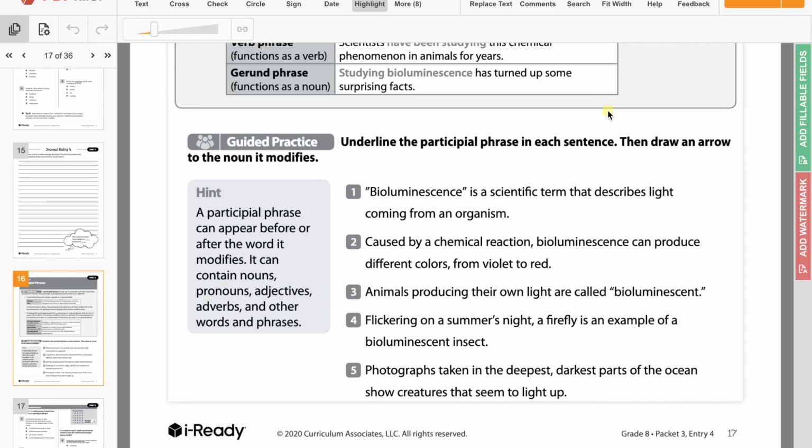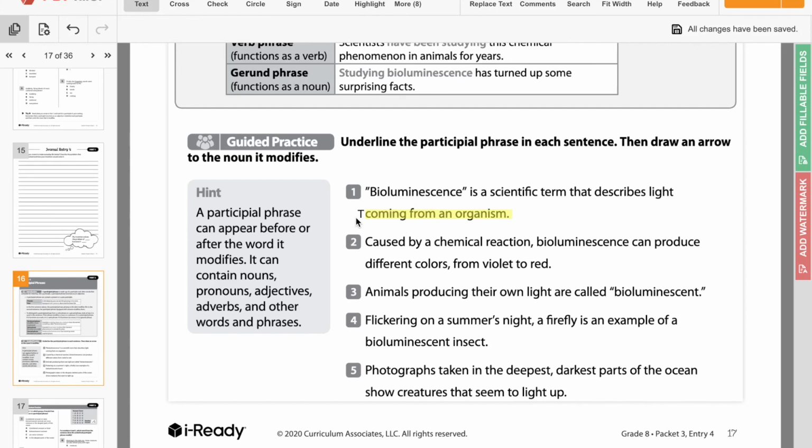if we have that word describes, that's immediately going to indicate to us what is an adjective. It's a descriptive word. So if we see the word describes, we can assume that we're about to see an adjective or a participle phrase in this case. So our participle phrase is coming from an organism because we have that ing word. We're looking for the ing words or the ed words, because that's going to be our participles.